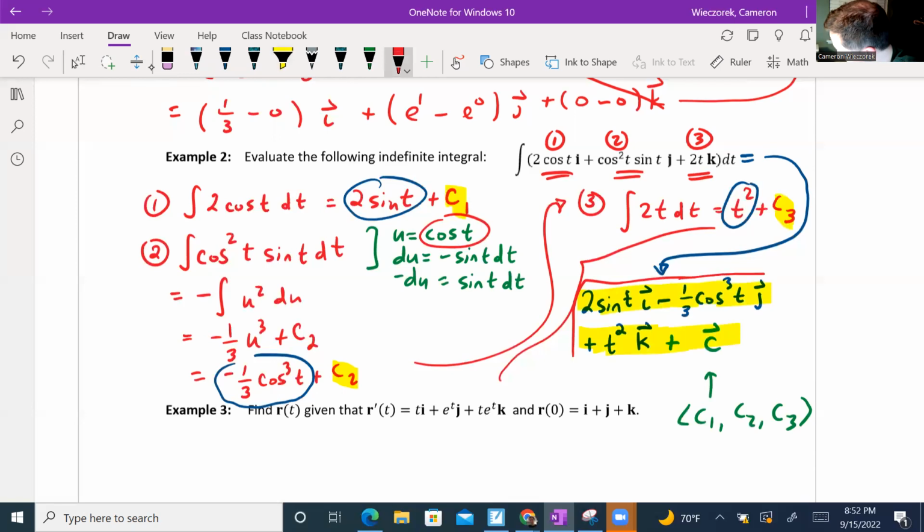That would be my antiderivative. And I'm going to say it again: don't forget the plus c. I'm sure you heard that a lot last year.